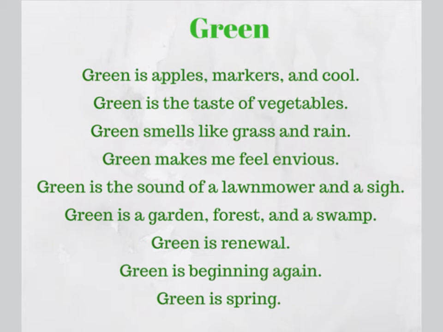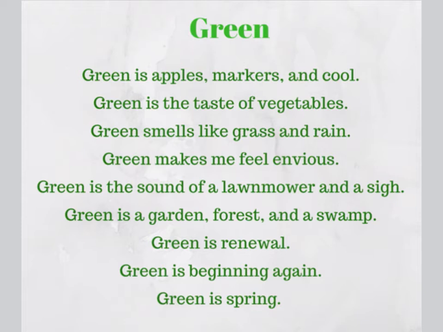Here is another poem about the color green. Now this one has another type of figurative language. As I'm reading, I want you to think about which figurative language is being used. Green is apples, markers, and cool. Green is the taste of vegetables. Green smells like grass and rain. Green makes me feel envious, which means jealous. Green is the sound of a lawnmower and a sigh. Green is a garden, forest, and a swamp. Green is renewal. Green is beginning again. Green is spring.